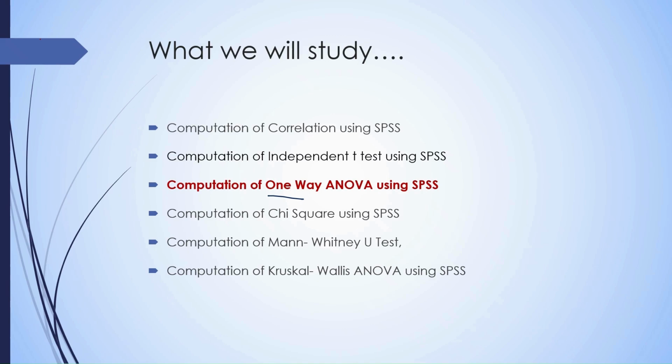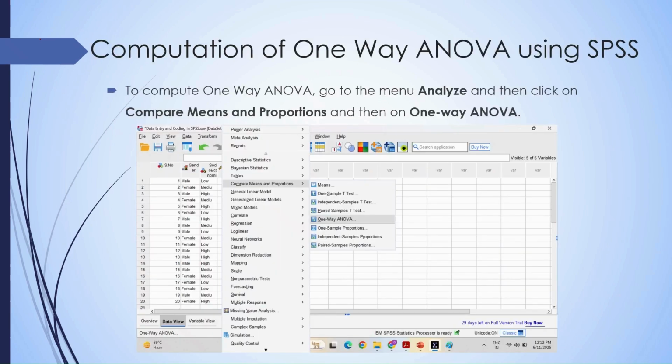Since it is a parametric test, the measure of central tendency is going to be mean. So we are going to check if there is a significant difference between means of two or more independent groups. That is one-way ANOVA. Let's see how we are going to compute one-way ANOVA using SPSS.